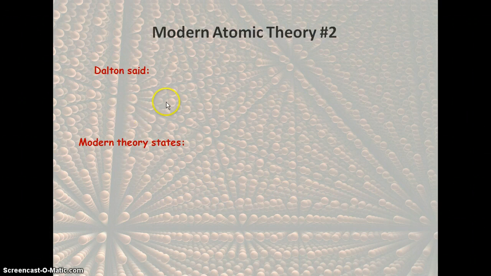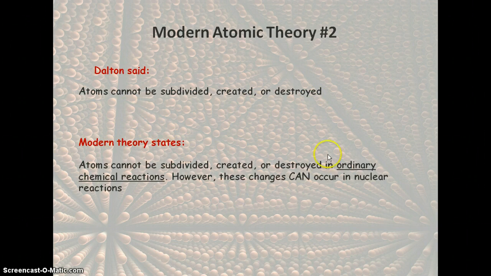All right, the next thing that we have modified from Dalton's atomic theory is the statement that atoms cannot be subdivided, created, or destroyed. Well, we've now discovered that these things can happen. They can happen in nuclear reactions. So we've modified his idea, made it a little more specific. So we say in ordinary chemical reactions, these things don't happen, but they can happen in nuclear reactions.